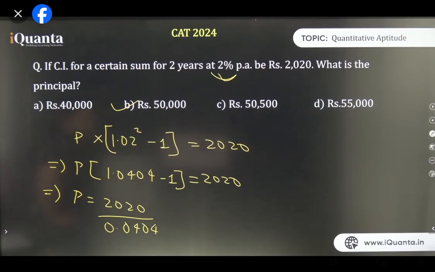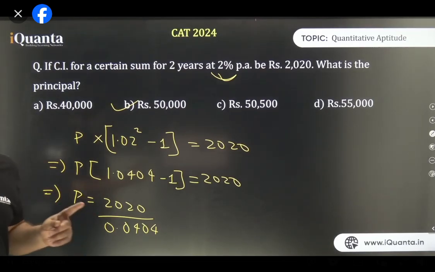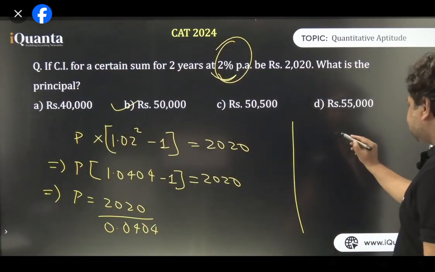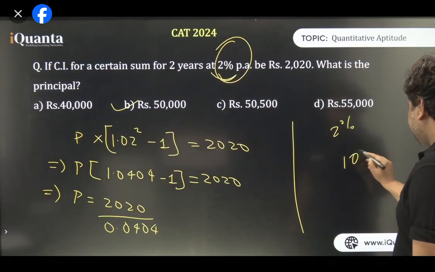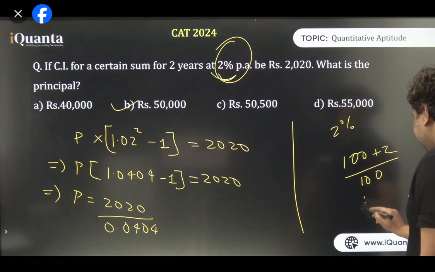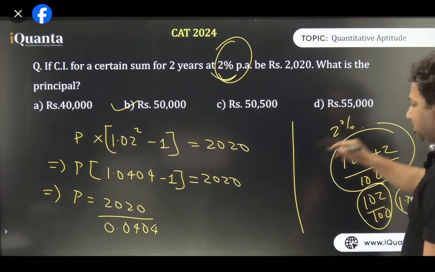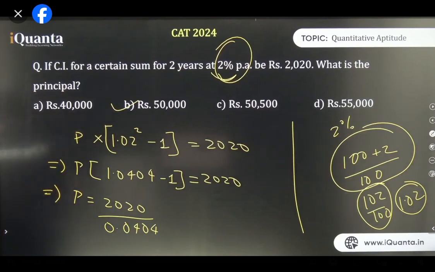Anushka, how did 1.02 come? Have you guys attended previous lectures on percentages? Yes or no? If you increase something by 2%, what happens? You multiply it by 100 plus 2 by 100. That is 1.02. We have used it, I think, 3 times in the session. Still there is some problem.